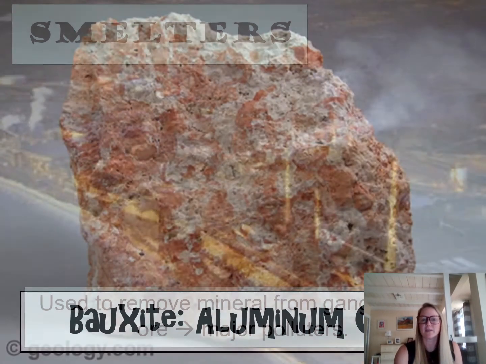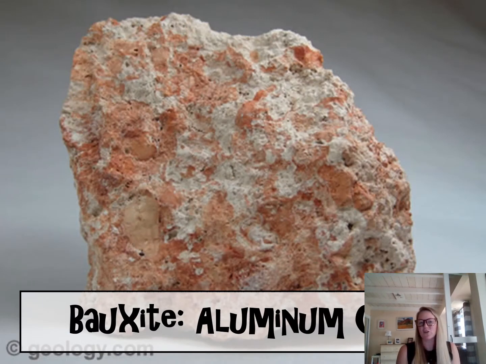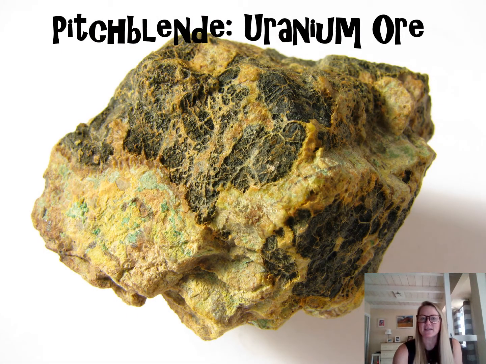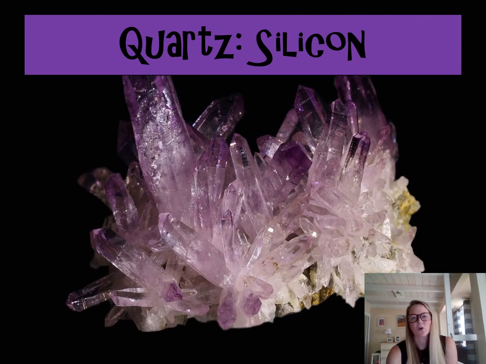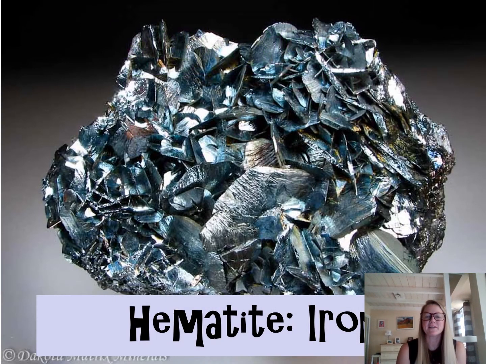Now here are some common ores that you may see. Bauxite is a great source of aluminum. Pitchblende is a good source of uranium. Galena is a great source for lead. We have quartz, which is a source of silicon. And then hematite is a great source for iron. So what you would want to do is take these rocks, or mine them, and then remove the essential mineral and, I guess, discard the rest.